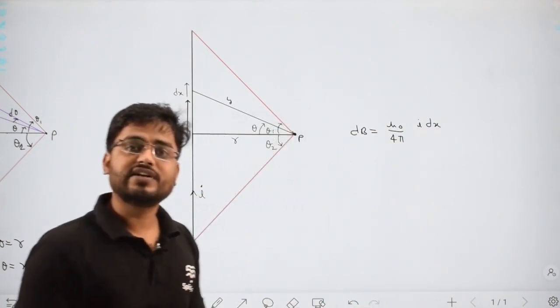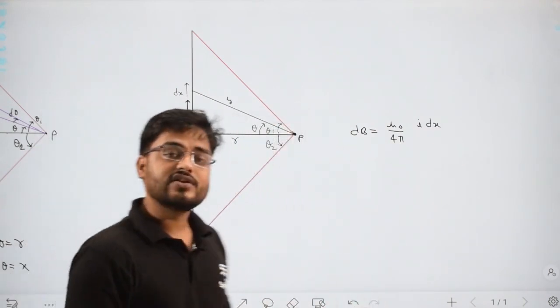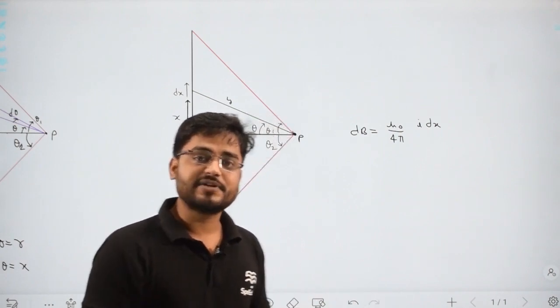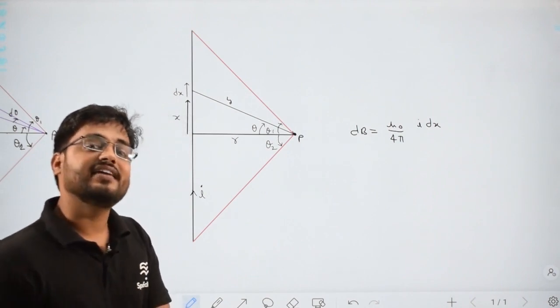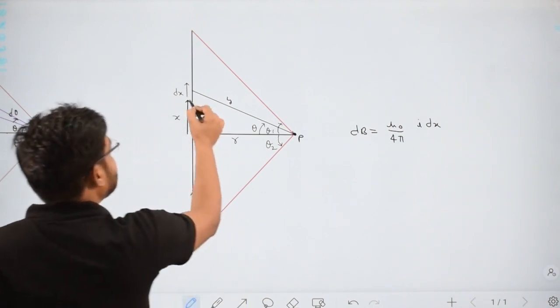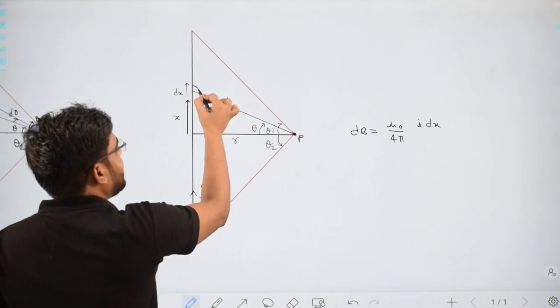Cross r cap. So, dl cross r is dl r sin theta, but r cap is a unit vector, so its magnitude is 1. So I am simply writing dx sin theta, where theta is the angle between this dx vector and this, which I have to write.